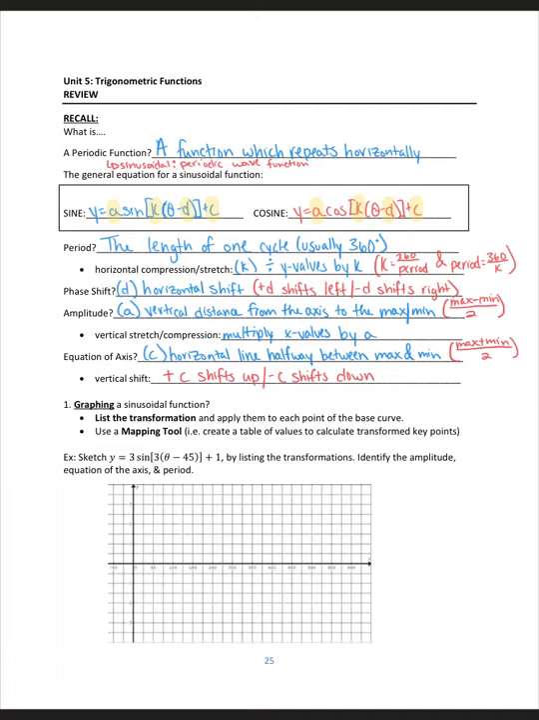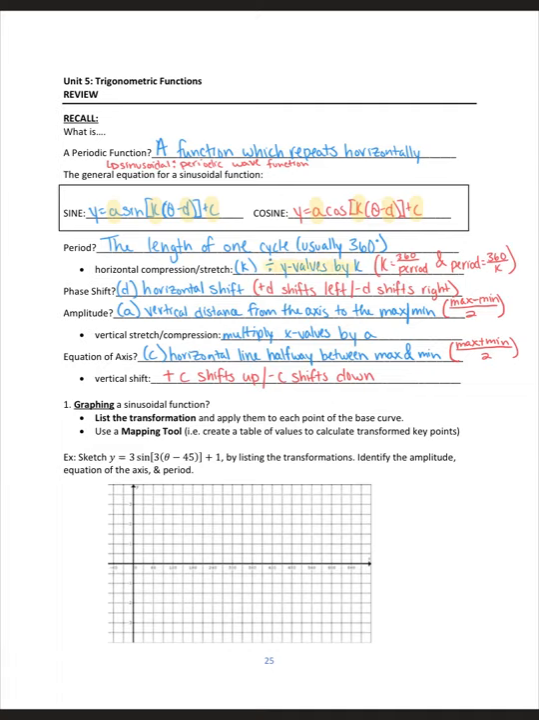So one of the characteristics of these sinusoidal functions is the period, which is the length of one cycle. For our base function, it's 360 degrees, but it's different for all functions. So we can determine our horizontal compression or stretch from that k value in our function. That k value will also help us figure out our period. So when a function is being horizontally compressed by a factor of k, then we divide all the y values. So we divide the y values by k.